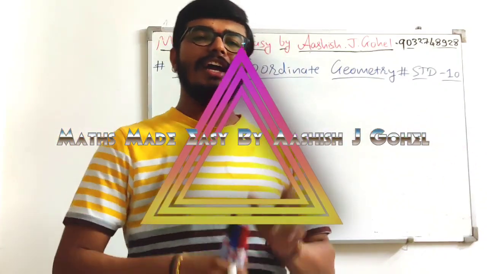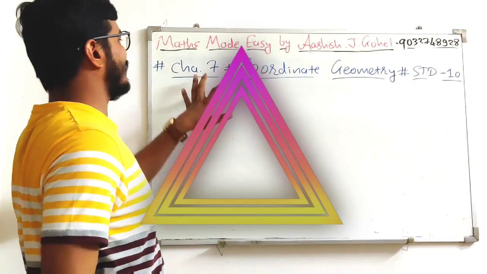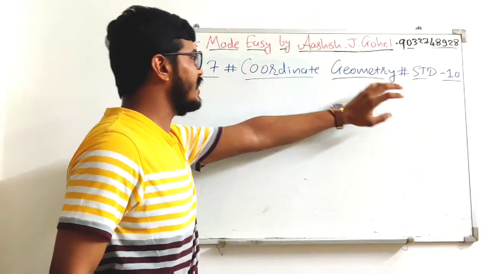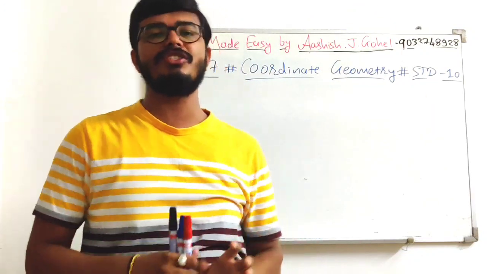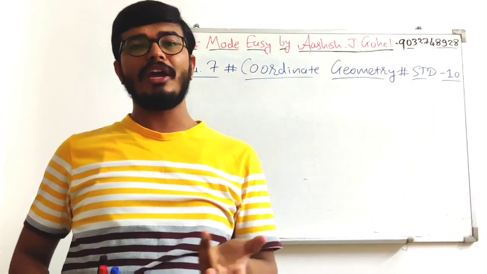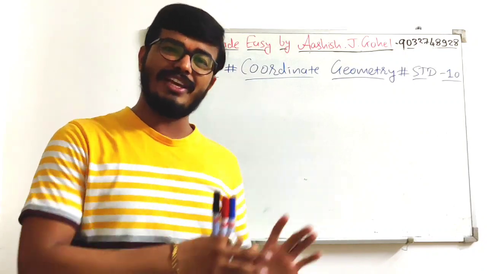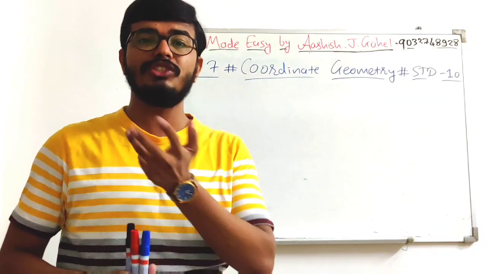My name is Ashish and today we'll be discussing the new chapter, chapter 7 of your standard 10 coordinate geometry. Okay, in mathematics we talk about dimensional things, say 1 dimension, 2 dimension, 3 dimension. All the shapes are also there in 1 dimension, 2 dimension, 3 dimension.